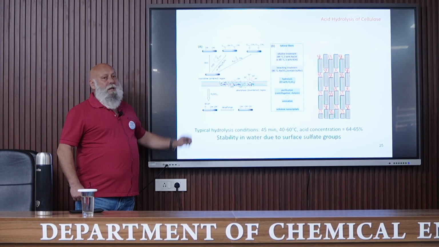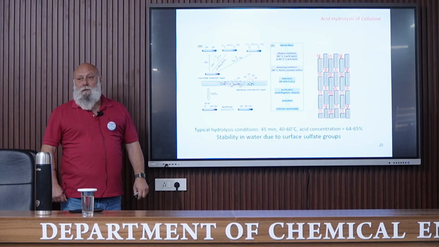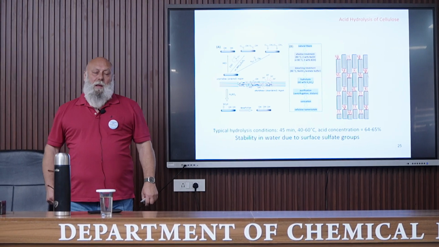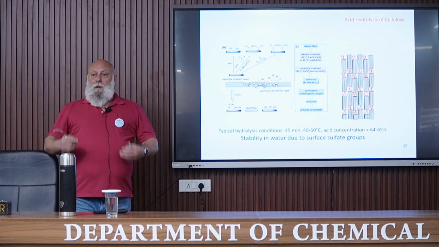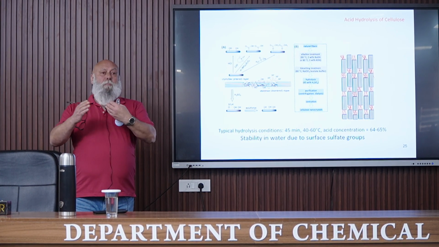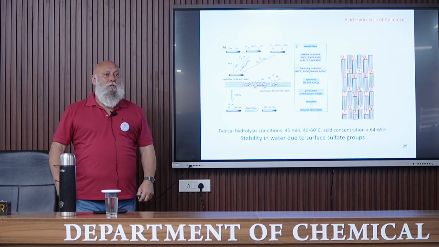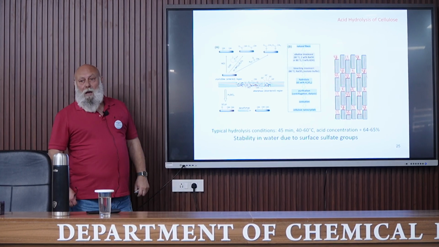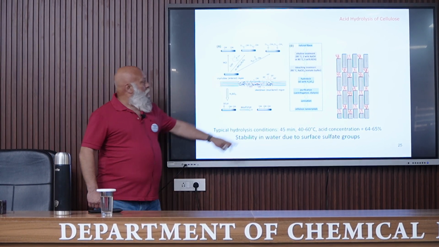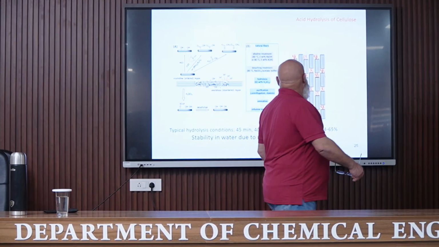Usually, sulfuric acid is used. The reason for this is that sulfate groups are introduced at the surface, and these negatively charged groups promote some repulsion between the nanoparticles, which means that the suspension is stable, which is not the case when using hydrochloric acid. So you have here the different steps of the process to obtain these nanoparticles.